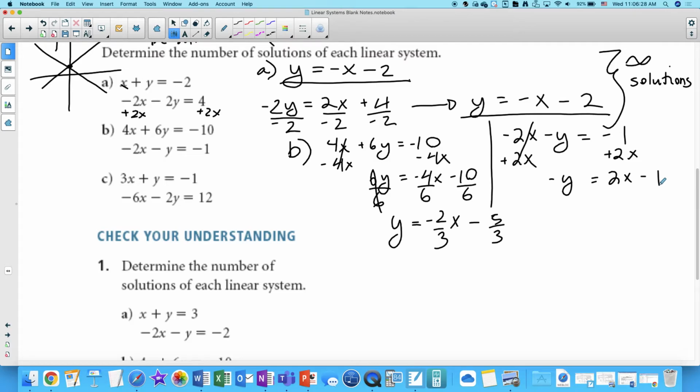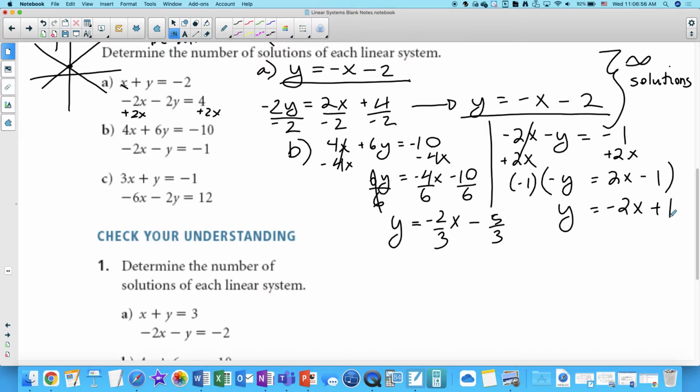Okay, have I isolated y yet? No, what do I need to do? Yeah, so you could multiply everything by negative 1, or you could divide everything by negative 1, right? Or you could just remember when you multiply or divide by negative 1, all the signs change. That works too.